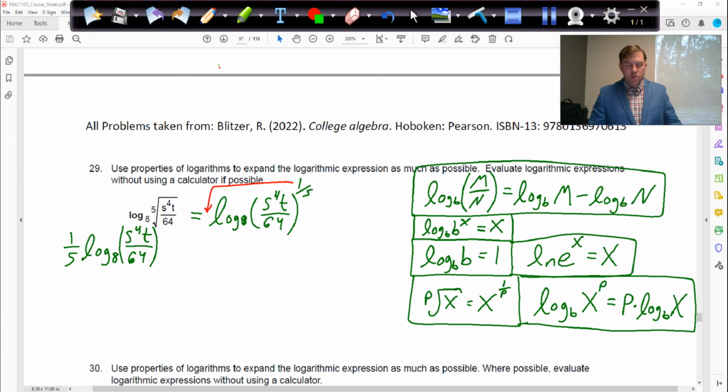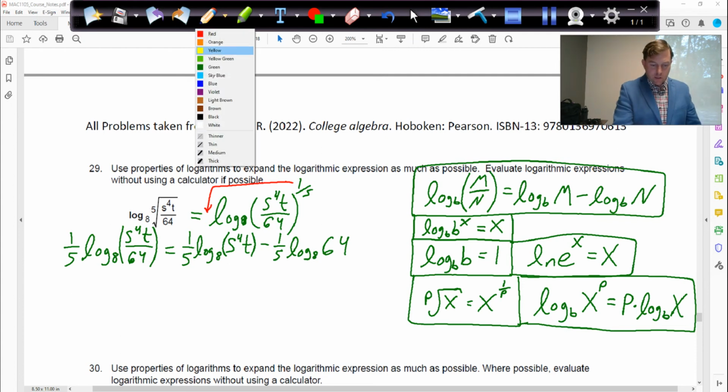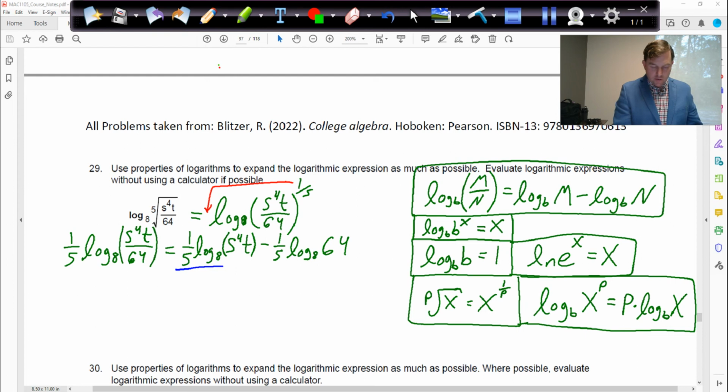And now we can use our division rule. Our division rule says we can subtract the top and the bottom. So this is going to equal 1/5 log 8 of s to the 4th times t minus 1/5 log base 8 of 64. So notice the 1/5 log base 8 is applied to both. So let's underline that. Notice 1/5 log 8, 1/5 log 8 are the exact same. So we apply that to both the top term and the bottom term.